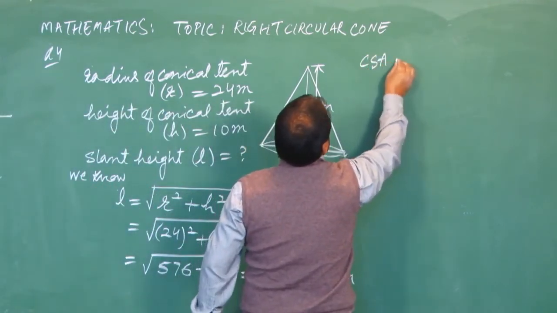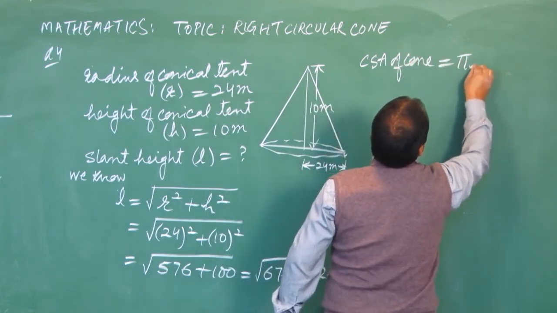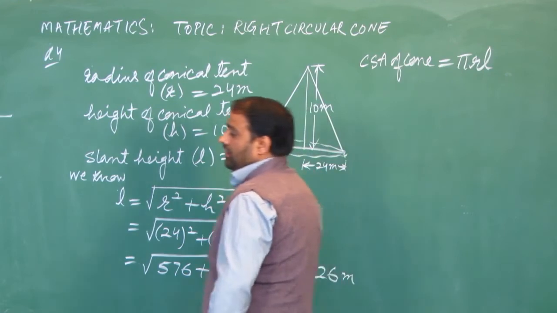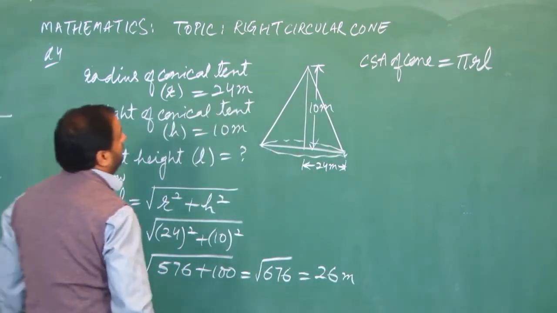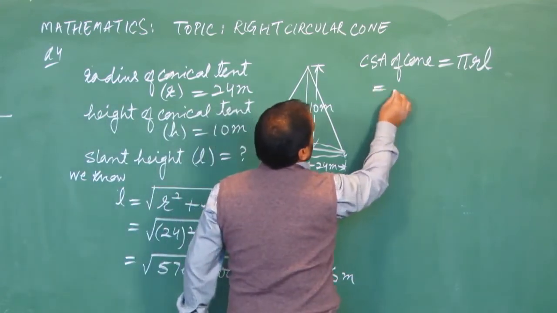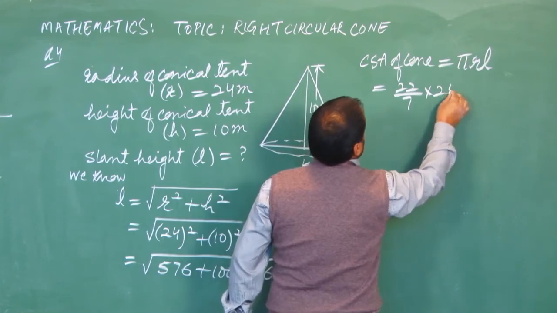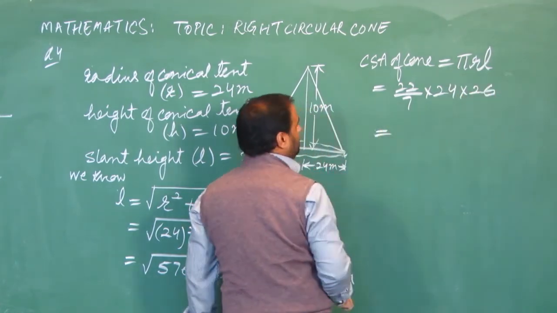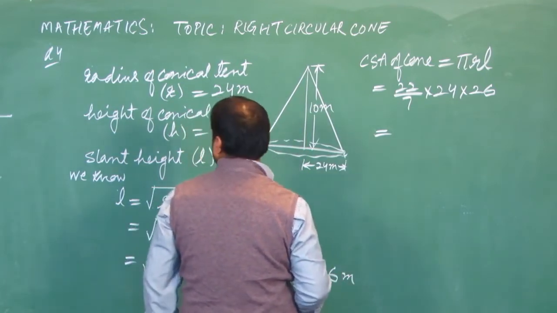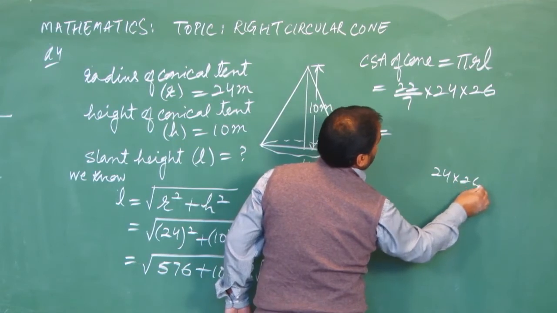Curved surface area of cone is given by the relation pi r L. Pi is 22/7, r is 24, and L is 26. Now, to compute all this, how much does this become? 24 into 26.